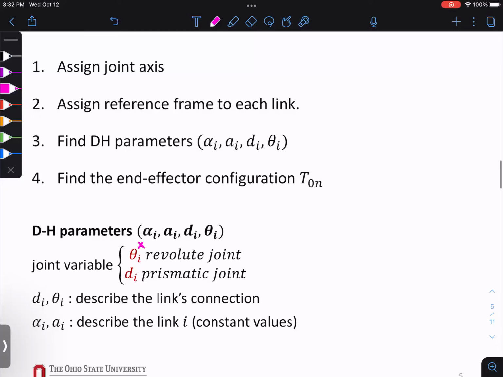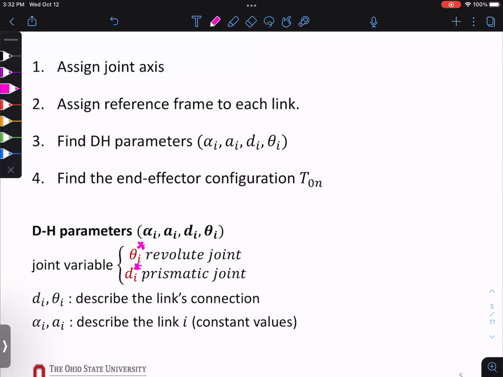I put a star next to it. This just means that this is the joint variable, the one that you ask your user to input, and you change it from 0 to that value. It varies depending on the case. So if you see a star, that's your variable.